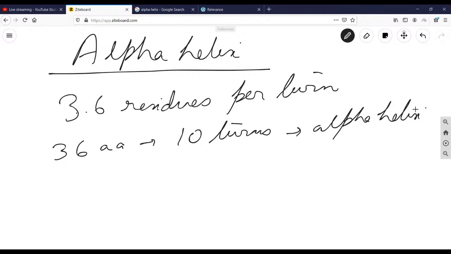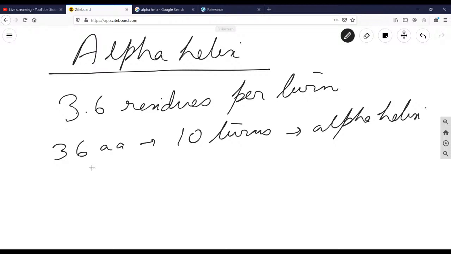Okay, that is there. And the separation of the residues along the helix, how much is it then? Between the two residues, how much will be the separation?